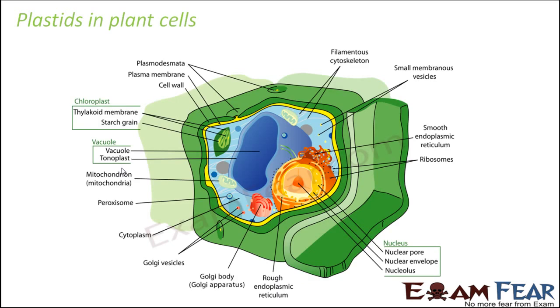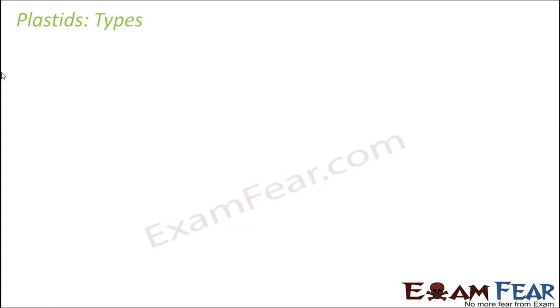So let us see where the plastids are located in plant cells. So where can you see them? So these are the plastids. So this is where they are seen. So here it is displaying chloroplast. So now we will talk about the different types of plastids, chloroplast, chromoplast and leucoplast. Where are they found? What do each of them do? So we'll see all that. So let us talk about the types.